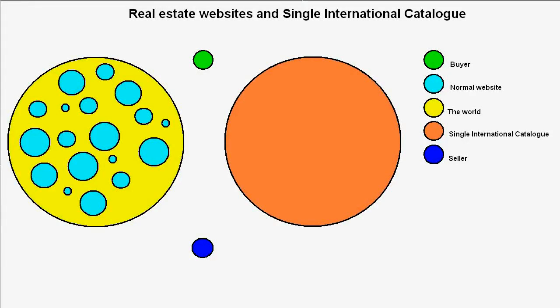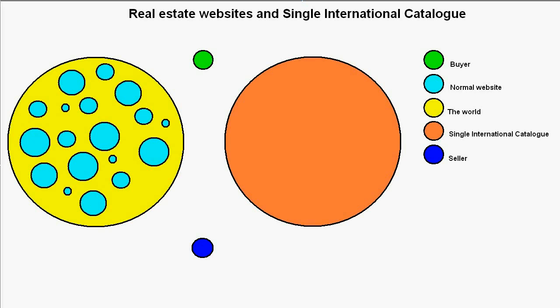This simple video will illustrate very clearly the functioning of the single international catalog. The yellow circle represents the world, and the sky blue circles represent the various real estate websites. The graph shows very simply that there are many real estate websites in the world, and that they vary in size and importance. They may even be millions.